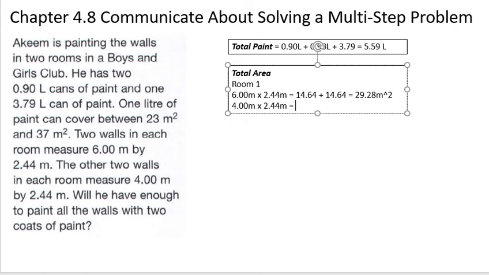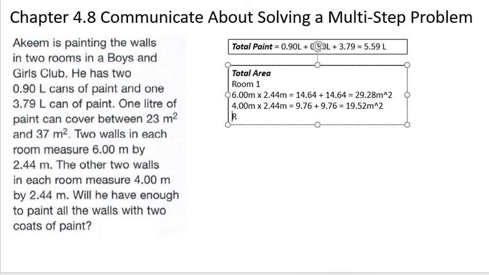So let's do the same thing for our other side, the other two walls. 4 times 2.44 is 9.76. However, we have two of those walls, so we're going to add another 9.76, or of course we can multiply by 2, and that's 19.52 meters squared. So two of the walls are 29.28 and two of the walls are 19.52.